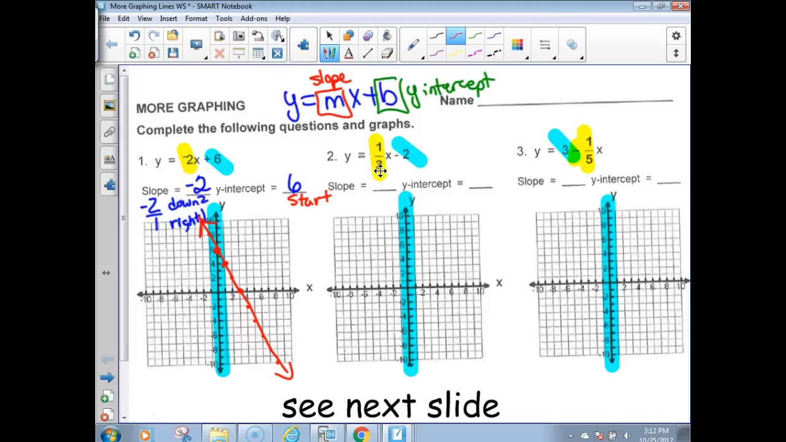Okay, the slope on the second line is 1/3, and the y-intercept is -2. We're going to start at -2 on the y-axis. I know this is review, guys, so I'm not going very slow. We go up 1, right 1, 2, 3 from our y-intercept. Continue to do that, and then you can go backwards by going down left 1, 2, 3.